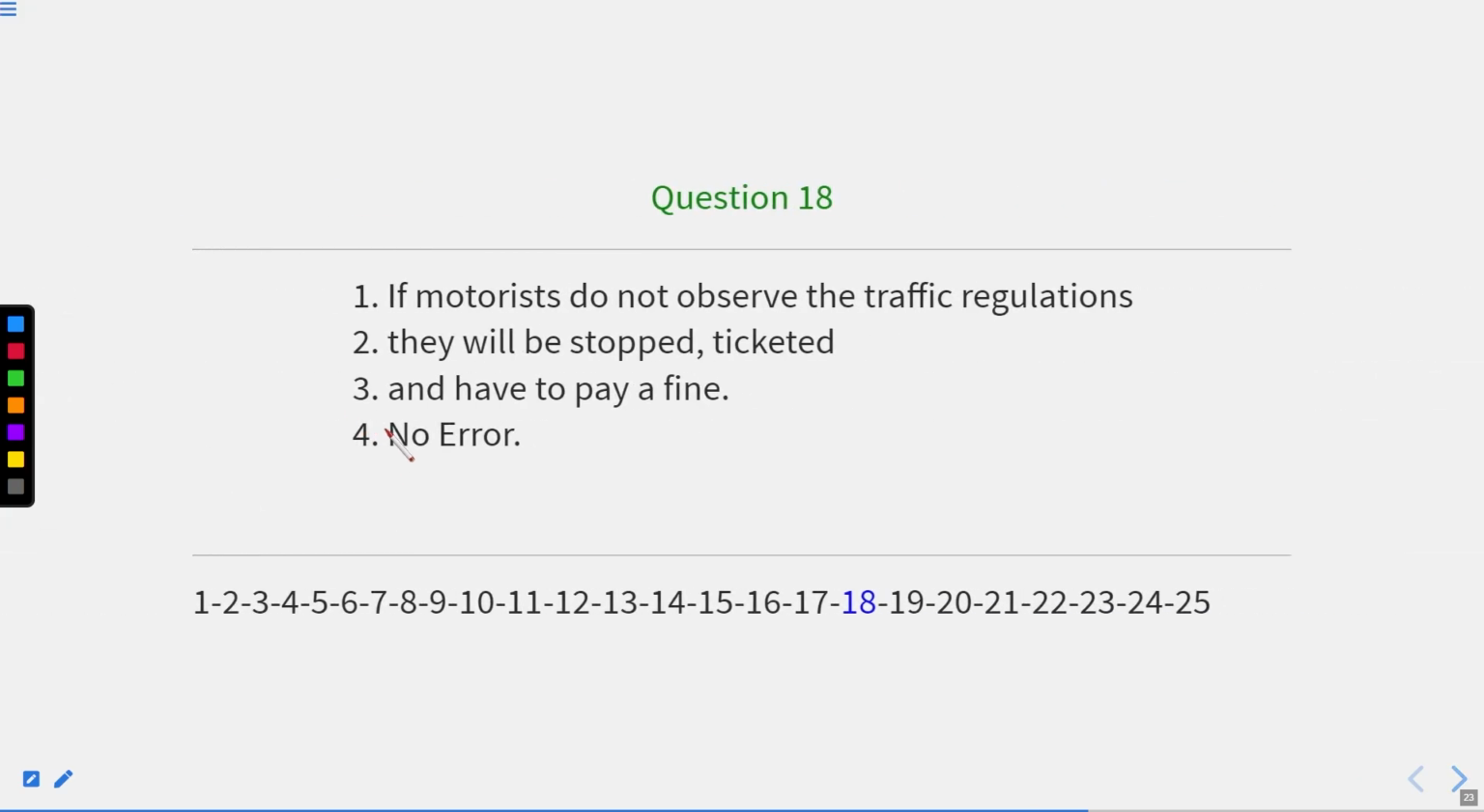Now let us move to question number 18. If motorists do not observe the traffic regulations, they will be stopped, ticketed, and have to pay a fine. So when we have written all the part in passive voice, we should write this also in passive voice, have to be fined, or were fined, we can also say. So it should be will be fined. Have to pay a fine means will be fined. So they will be fined. So third will be the correct answer.